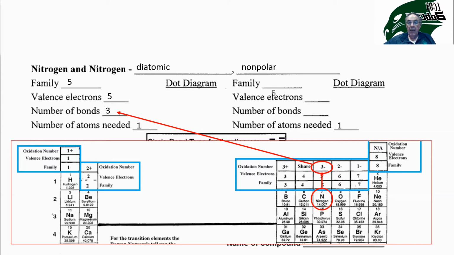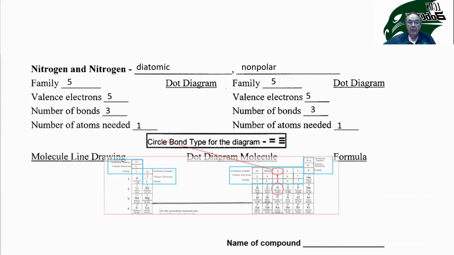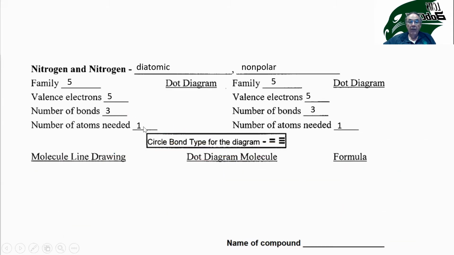Okay. And it's in family 5. It has 5 valence electrons. The nitrogen needs to make 3 bonds. And we filled in here that each atom needs to make one. We need one atom from the left and one from the right here because it is diatomic. So we need a total of 2 atoms.